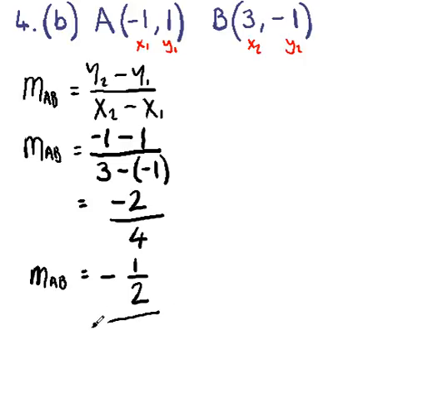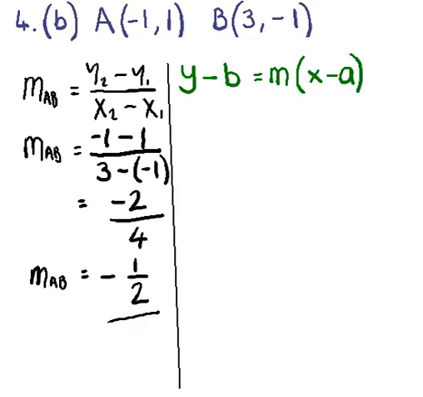So now we have the gradient. We have 2 points that were given at the start. What we need to do now is use one of the points and the gradient in our equation of a straight line formula, and then we can work out the equation of our straight line. So we have our equation of a straight line formula: y minus b equals m(x minus a). So we need to choose one of the points to use. What we'll do is we'll use the first point, point A. So that is a and that one is b.